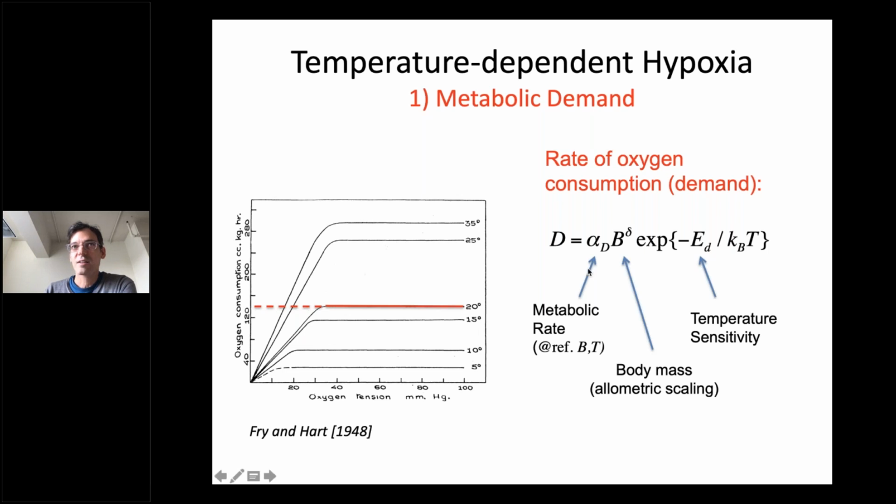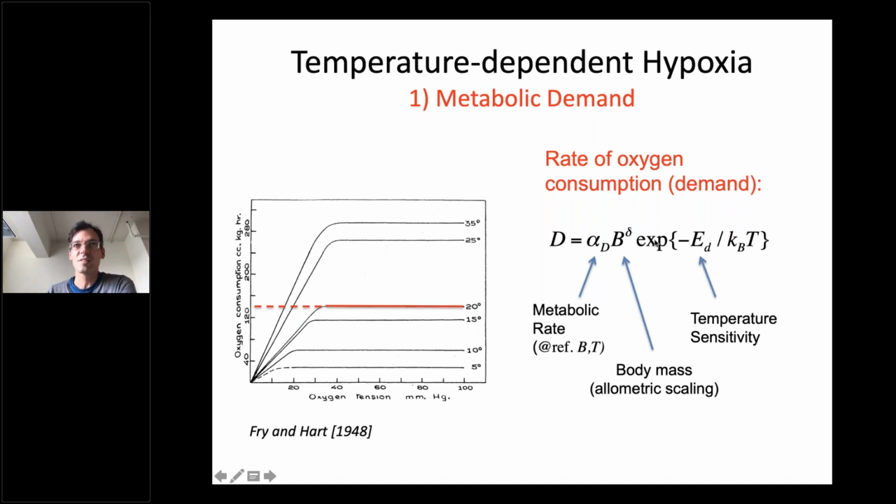And we can characterize that demand through a very simple expression that says for any given species, there's some sort of reference level demand at a given temperature and body size. But of course, that demand will increase with temperature according to this Arrhenius function.